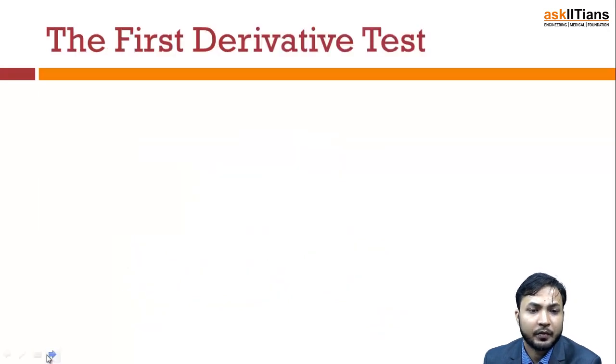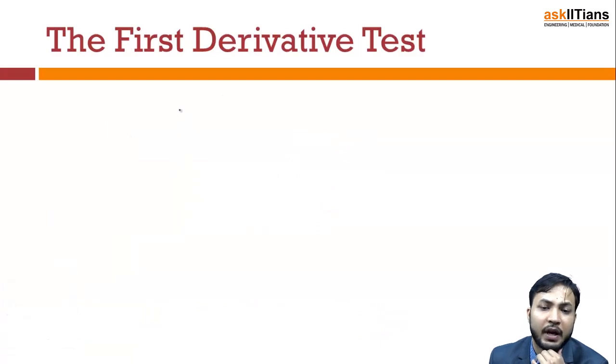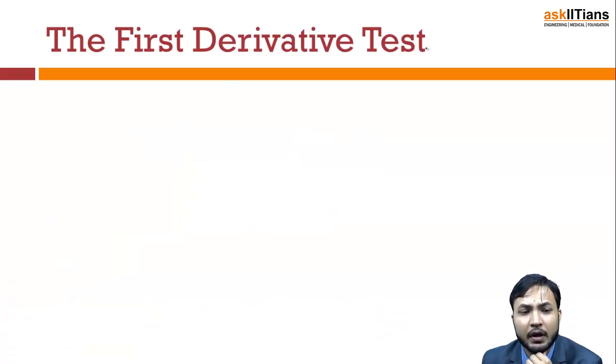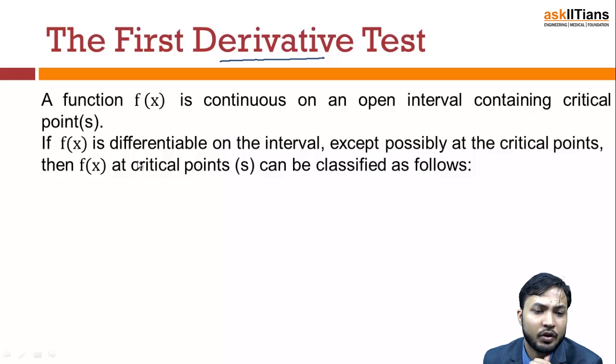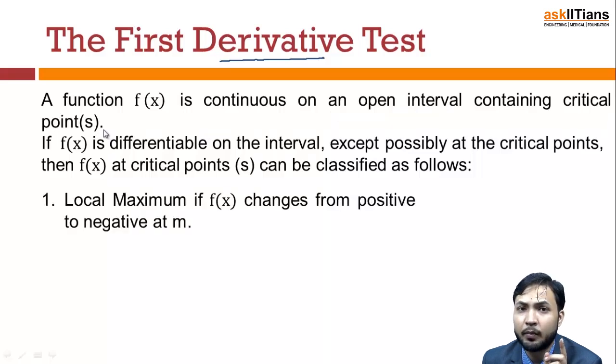Moving on, when we come to our functions, we have our first derivative test. When we talk about the first derivative test, you see this is an application part of a function. So when we check for the first derivative test, what do we do? Let us say a particular function is continuous in a particular open interval containing critical points. We'll come to the critical points in the next part, but the important thing to know is that f(x) is continuous on an open interval containing a critical point.